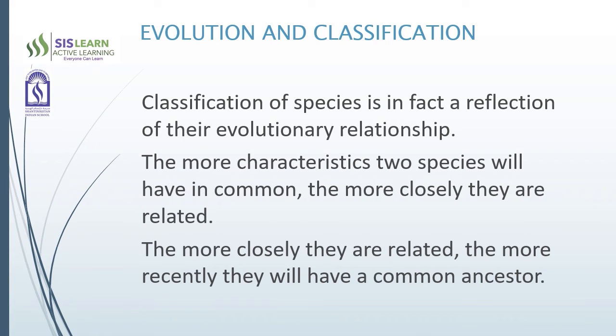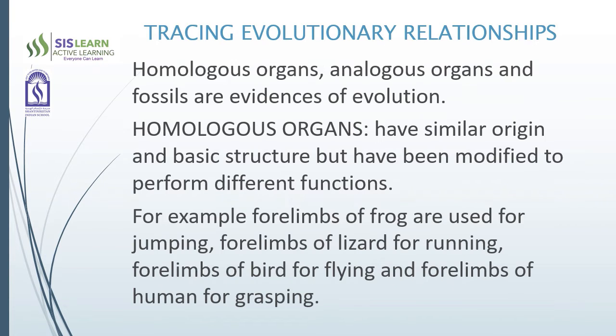Classification of species is in fact a reflection of their evolutionary relationship. The more characteristics two species have in common, the more closely they are related. The more closely they are related, the more recently they will have a common ancestor. Homologous organs, analogous organs, and fossils are evidences of evolution.